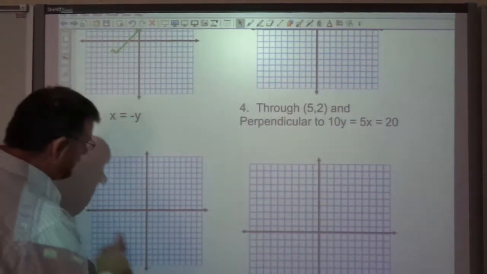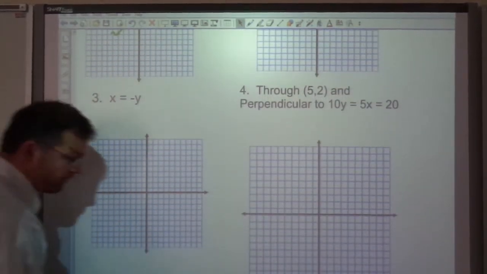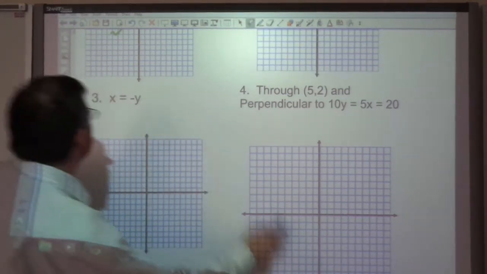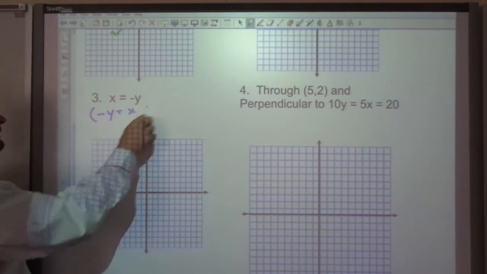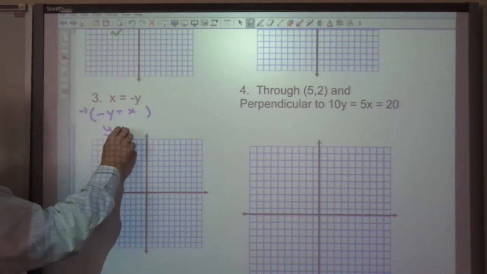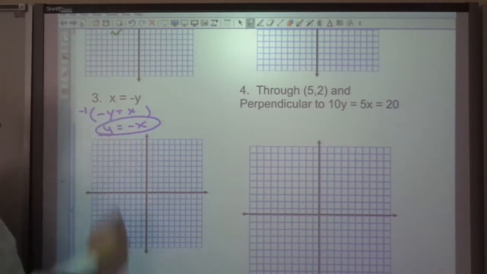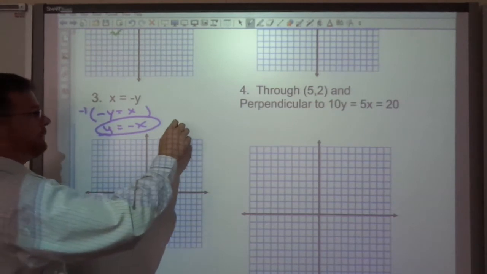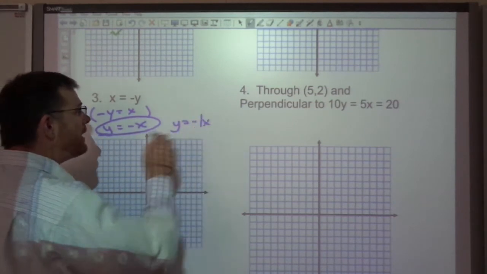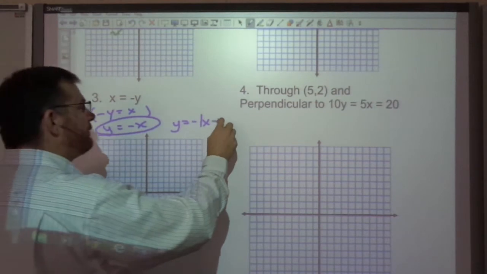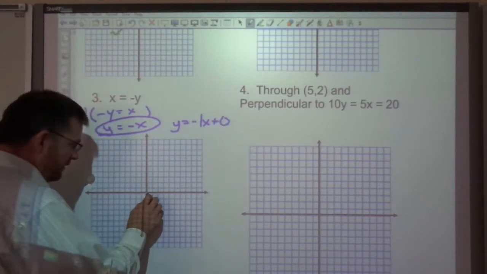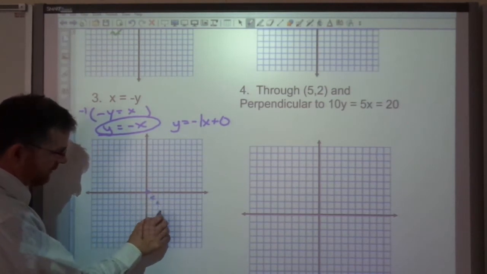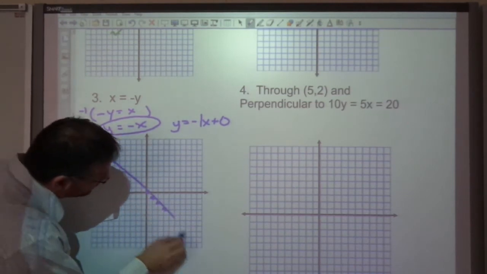Next, x equals negative y. This looks like it's almost slope-intercept form. Let's put it in slope-intercept form. Negative y equals x, and I want positive y, so what if I multiply everything by negative 1? Then y equals negative x. Now the slope there, the number in front that we're not writing, is negative 1, so really this is the same as negative 1x, and we're not adding anything after it, so really it's the same as negative 1x plus 0. I'll start at 0, down 1 over 1, down 1 over 1, down 1 over 1. There's my line.